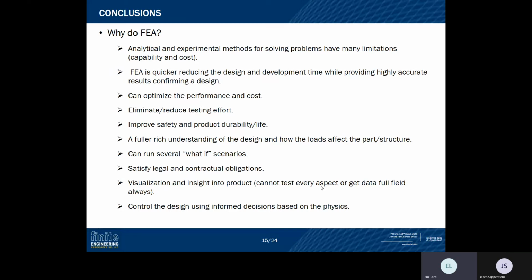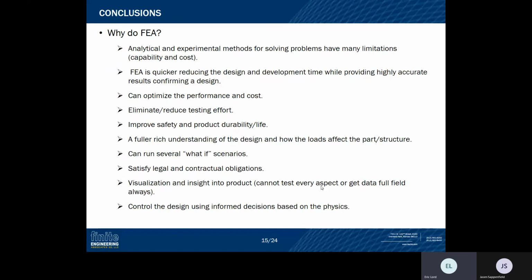And if it doesn't work, you can go back through your design process and make some changes. You can use the results that you get from the FEA to drive and inform those changes. So this is why it's very quick to do finite element analysis. And you can optimize the performance of your product and also the cost. You can eliminate and reduce testing effort. So maybe you want to do several different tests, and in the end, since you do the FEA, you only want to do a very truncated amount of testing.